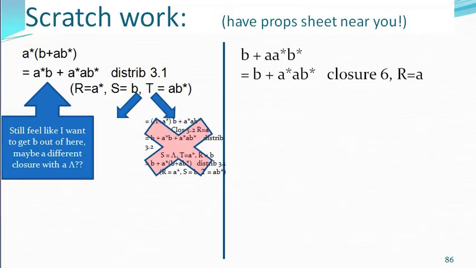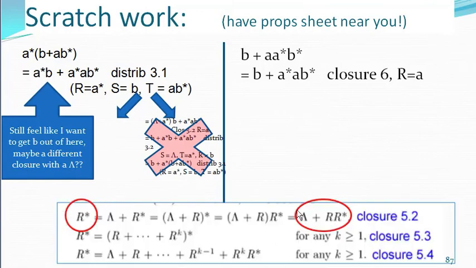And of course, I want to do probably something with closure, right? One of the closure rules, because I've got that star in there. And I'm thinking maybe this would be helpful: maybe I can use this r star equals lambda plus r r star. Closure 5.2, a piece of closure 5.2, right? Because closure 5.2 is a bunch of things, but this piece, maybe that'll help me.